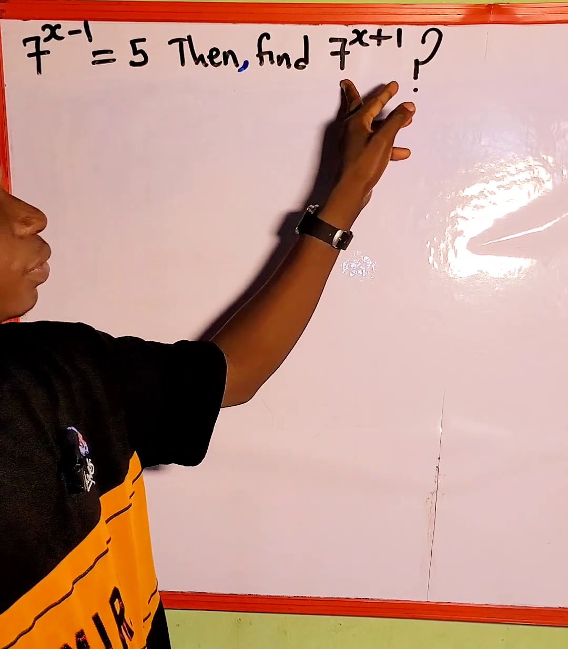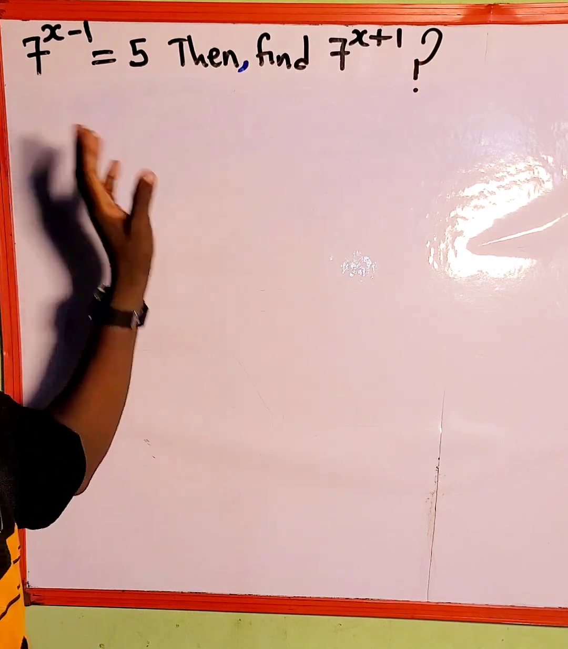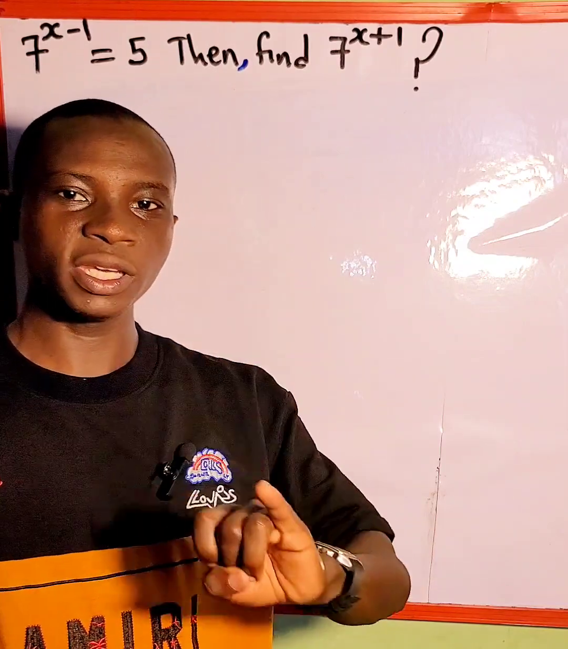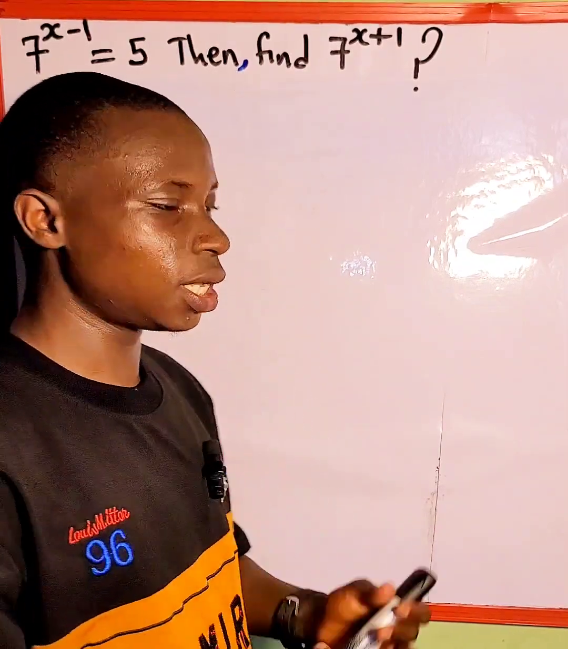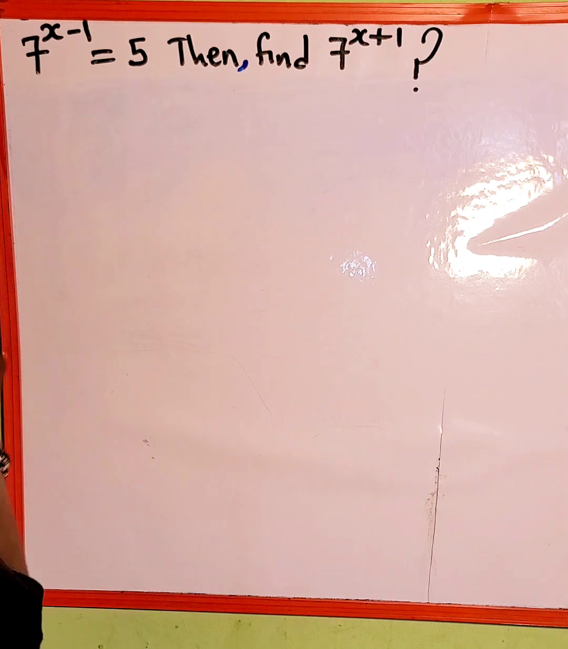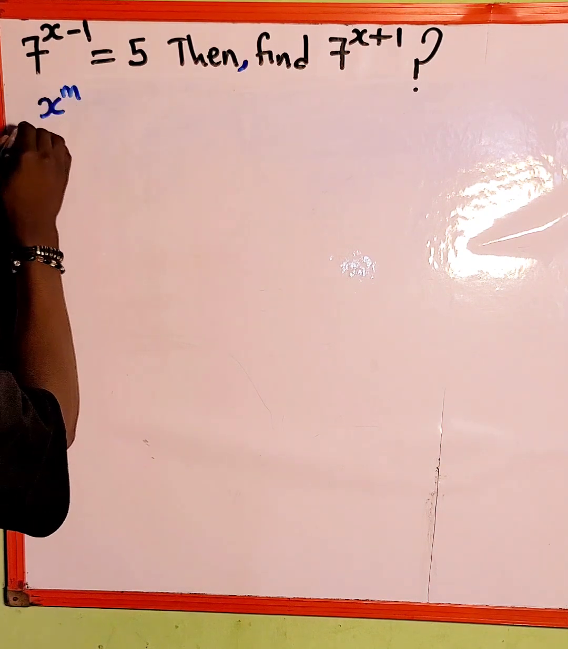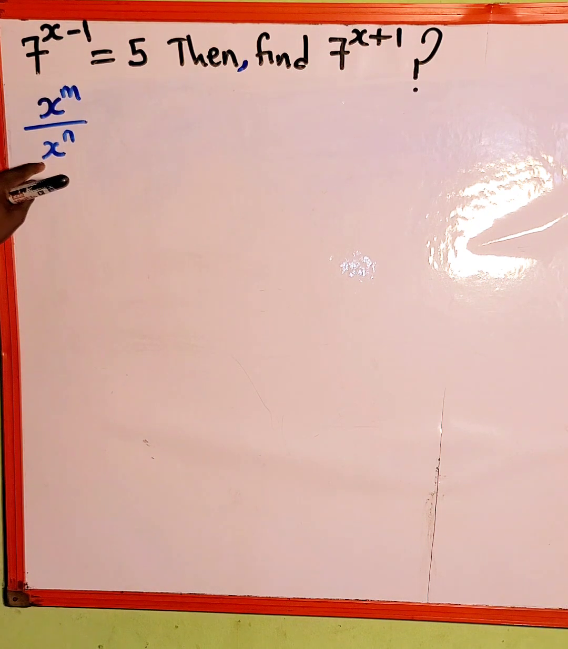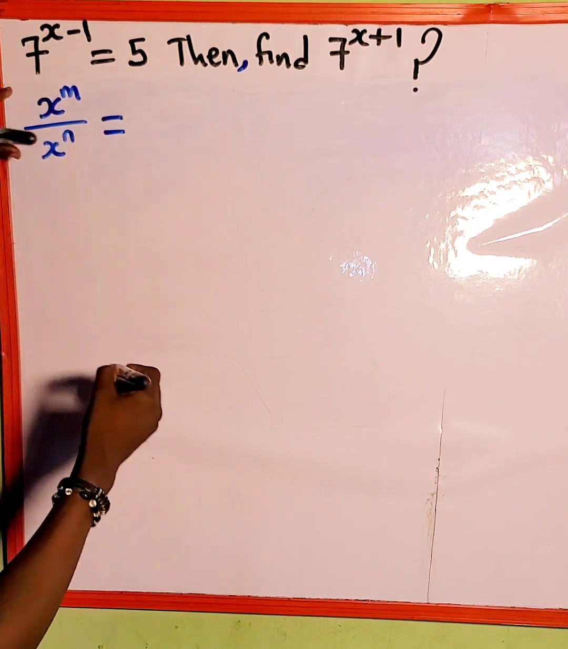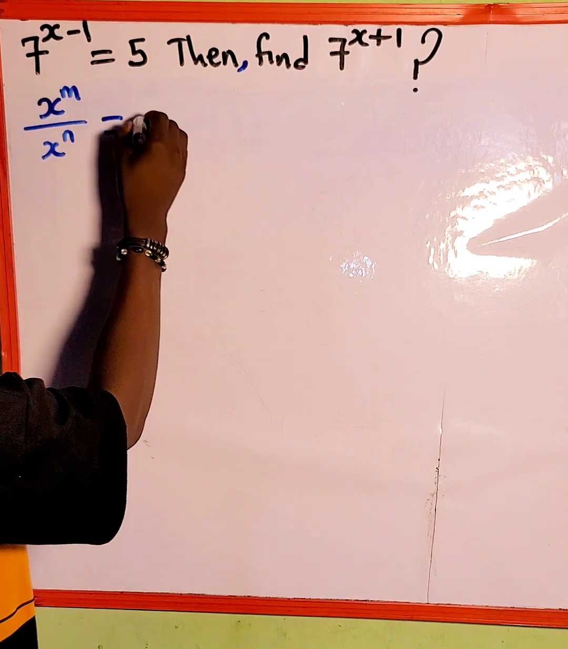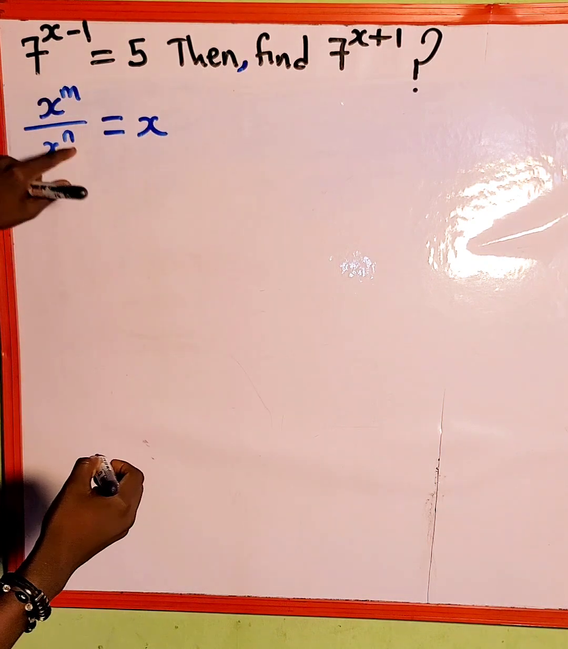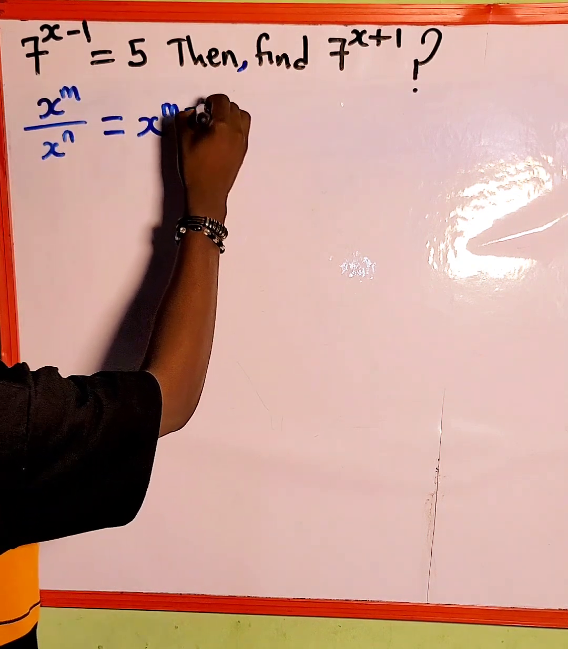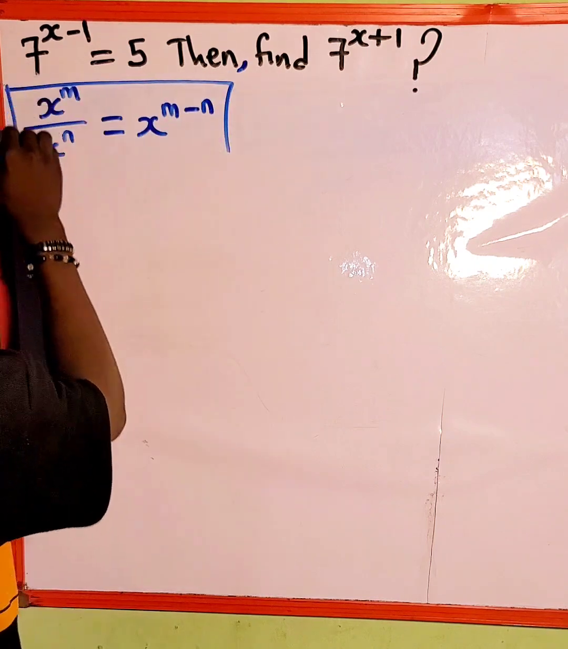To get the value of 7 raised to the power of x plus 1 from this equation, the first thing we need to do is to recall two properties of indices, which are the division property of indices and the multiplication property of indices. Now, division property of indices: recall that when we have x raised to the power of m over x raised to the power of n, as you can see, this is division and the bases are the same. So using the property, when the bases are the same and the operation is division, we write one of the base, which is x, then we subtract the exponent. So the first power is m, then minus the second exponent, n. So this is the division property of indices.